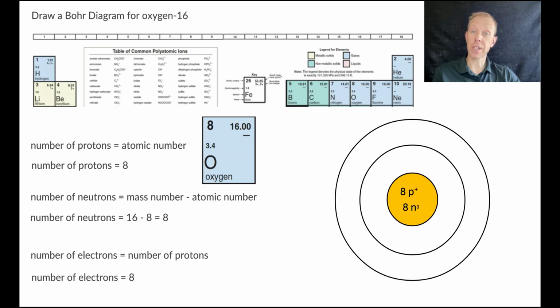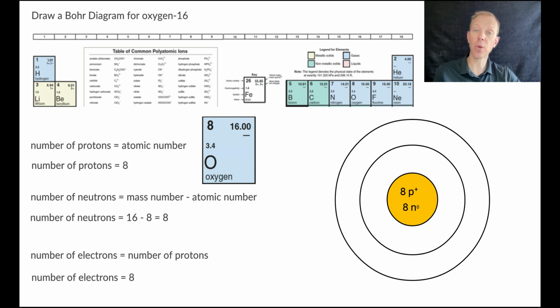Remember that oxygen-16 is a neutral atom. Protons have a positive charge, electrons have a negative charge, and they have to balance out. So if there's 8 positive charges, there has to be 8 negative charges. So if we add them up, they add to 0, or be neutral.